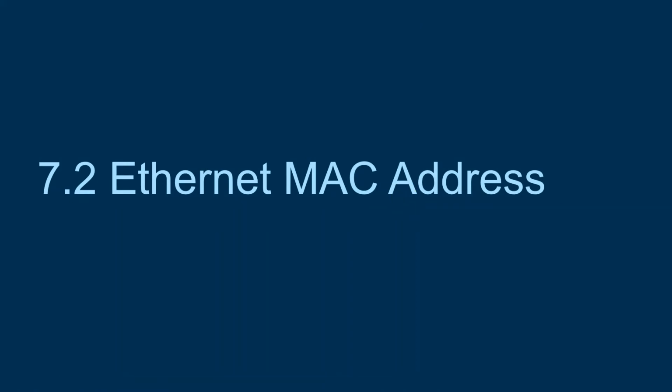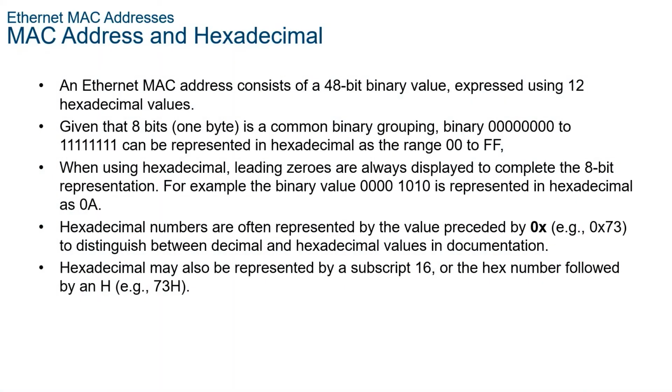Now, let's talk about the Ethernet MAC address, and MAC address and hexadecimal. In networking, IPv4 addresses are represented using the decimal base 10 and the binary base 2 number systems. IPv6 addresses and Ethernet addresses are represented using the hexadecimal base 16 number system. To understand hexadecimal, you must first be very familiar with binary and decimal. The hexadecimal numbering system uses the numbers 0 to 9 and A to F.